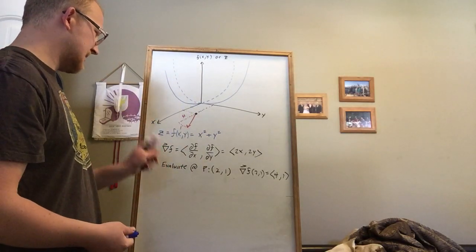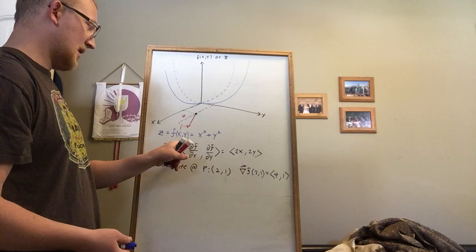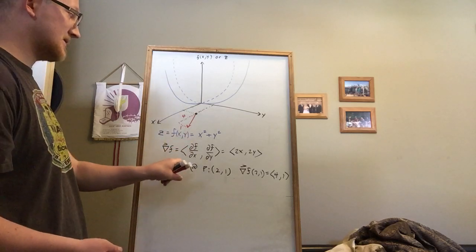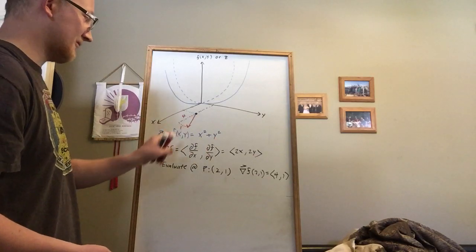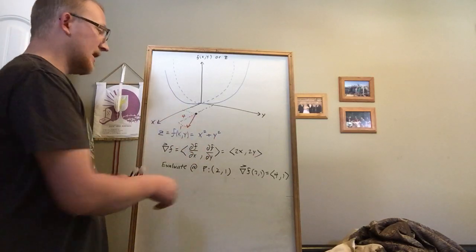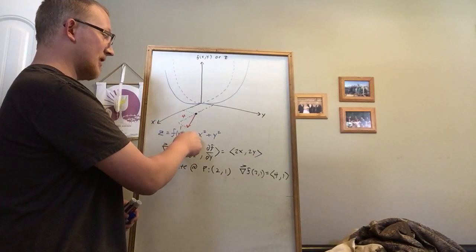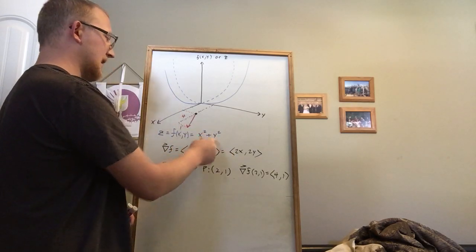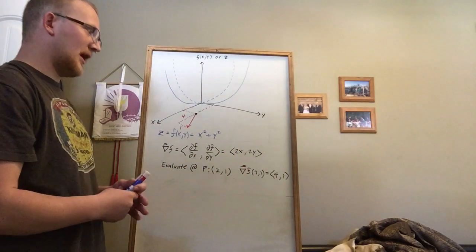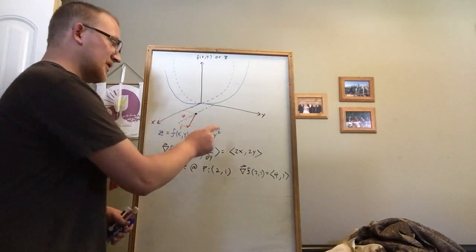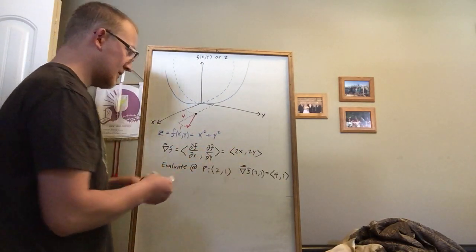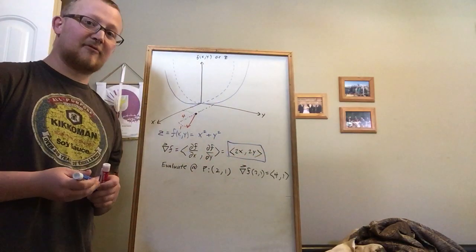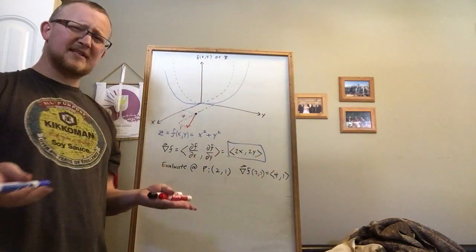Alright, so we take the gradient by taking the partial derivative of the scalar function with respect to x, and the partial derivative of the scalar function with respect to y. The partial derivative of x squared plus y squared with respect to x is just 2x. And likewise, with respect to y, we get 2y. So this is our gradient, our gradient function for this scalar function. Well, what does it tell us?